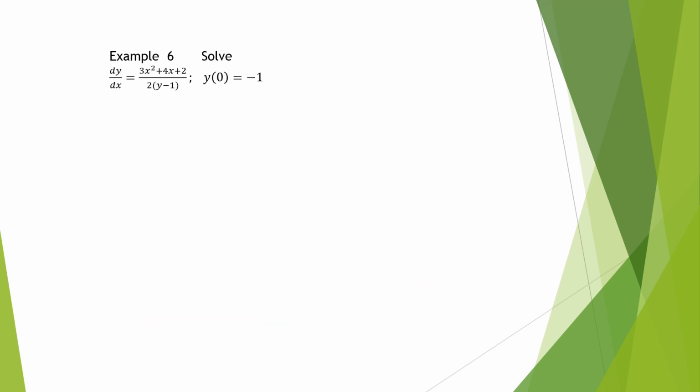Next we have example 7. Solve dy dx is 3x squared plus 4x plus 2 over 2 times y minus 1, where y of 0 is negative 1. Again, this is an initial value condition. That is, when x is 0, you have to substitute y equals negative 1, in order for you to determine the value of the arbitrary constant.